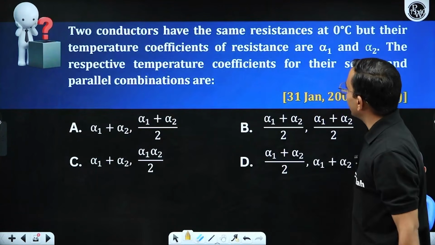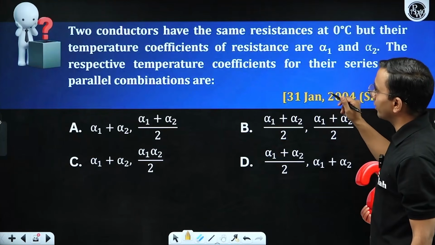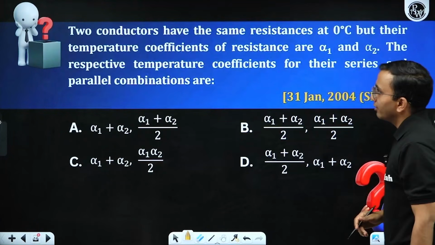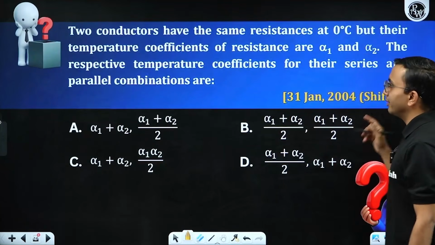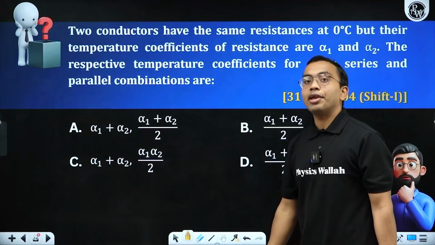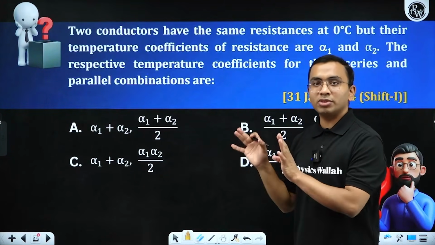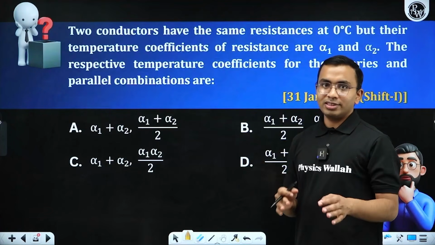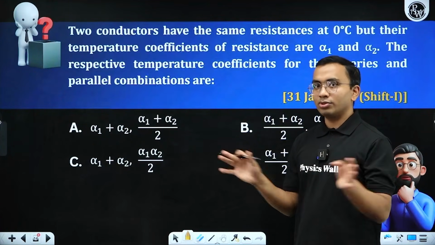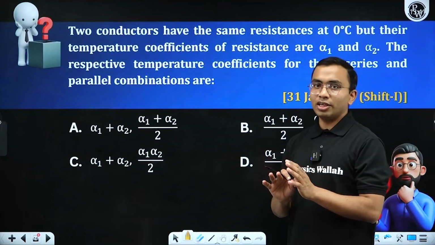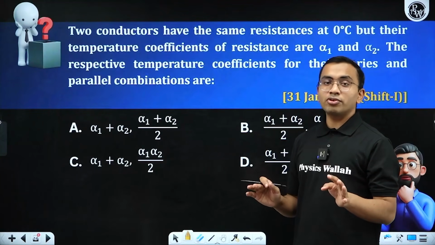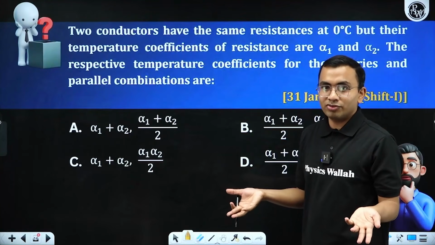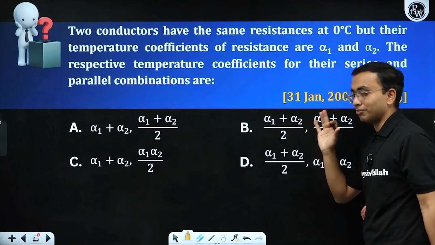Two conductors have the same resistance at 0 degrees Celsius, but their temperature coefficients of resistance are alpha 1 and alpha 2. The respective temperature coefficient for their series and parallel combination is? In mains, many questions are asked from this particular topic. Thermal coefficients, relations of resistance, here they are connected in series, parallel, and they are asking effective alpha. These types of questions are frequently asked, and we can expect this question also in 2026. So make sure you understand this concept very nicely.